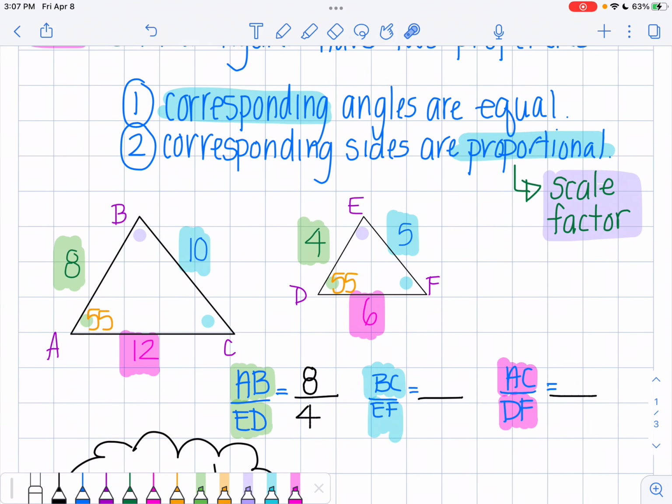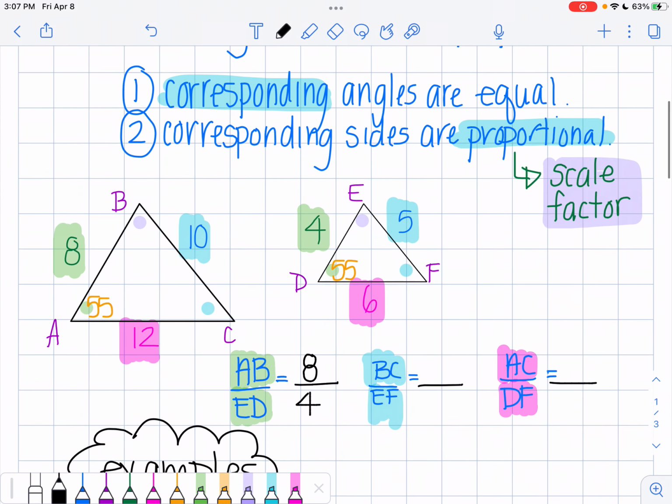I have the first one done for you. You'll see here that I wrote AB over ED. So if side AB is 8 and side ED is 4, I wrote that over here. When I divide them, 8 divided by 4 is equal to 2. Let's check the other ones. BC is the blues, and that's in the big triangle on the left. BC has a length of 10, and EF is its corresponding side, with a length of 5. So 10 divided by 5 is equal to 2.